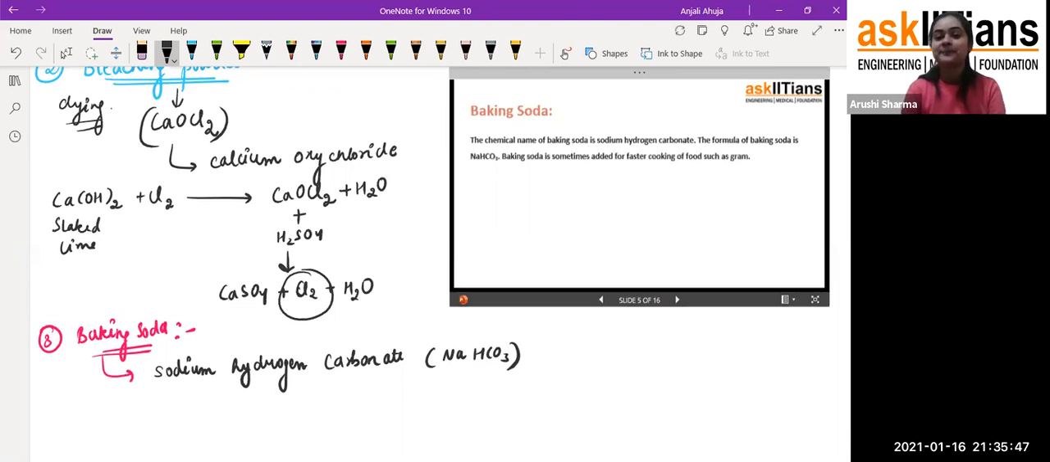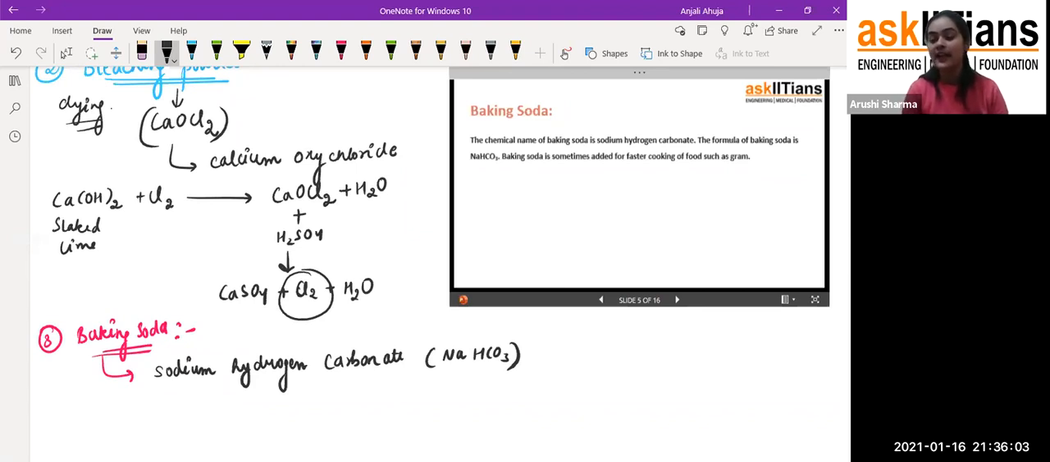Yeah. So the chemical name of baking soda is sodium hydrogen carbonate, which we write as NaHCO3. Okay, and now we can see how we can use this baking soda.